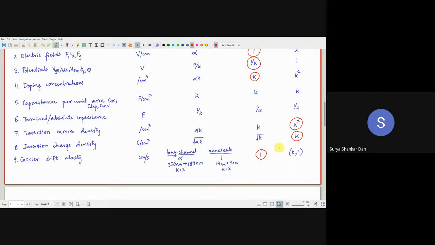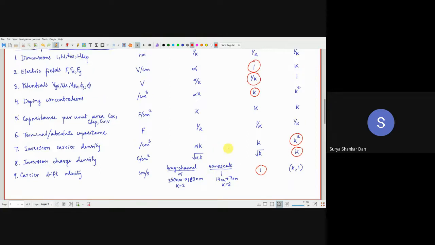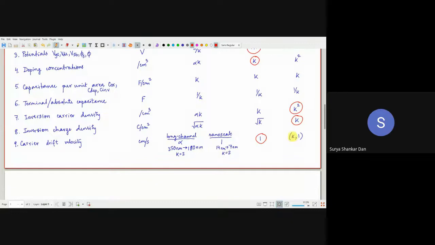You can always say that, okay, I'll be using a long channel device, and then we will get a benefit of multiplying it by K. But the thing is that a long channel is not going to help you in any way. Correct? So in the nanoscale technologies, if you're keeping a long channel, it simply defeats the purpose of scaling itself, right? So we will always go by the nanoscale technology node. So that will be 1.